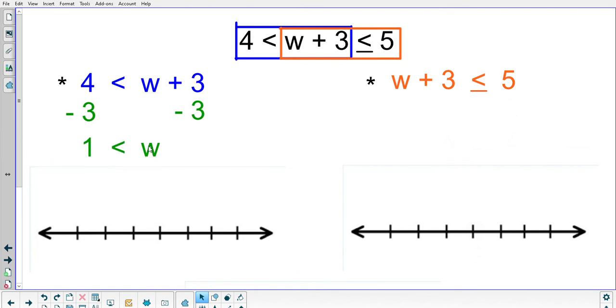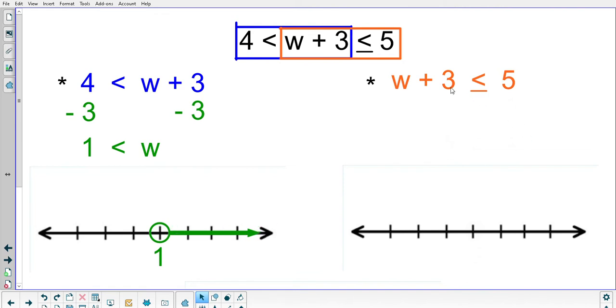Remember, when we get ready to graph this, we want to read this backwards since the variable is on the right hand side. So when we read this, we're really going to read it as w is greater than 1. So when we get ready to graph this one, we're going to put an open circle on 1 because 1 is not part of my solution, but anything greater than that is, so I'm going to shade it to the right.